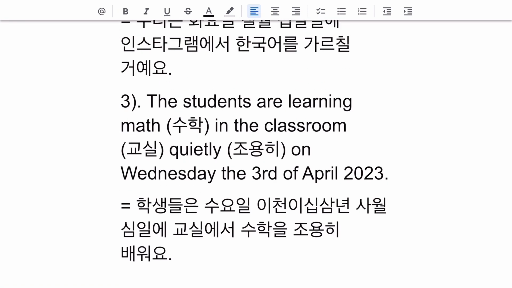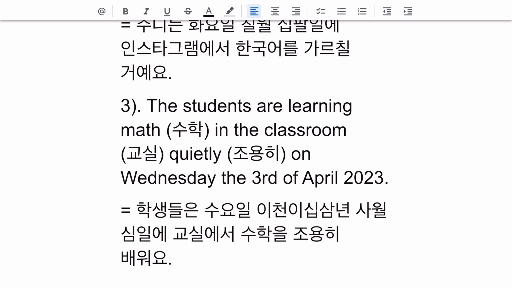And then 수요일 2023년 4월 3일에, that's perfect. Put the 에 at the very end of everything. And then 교실에서, because they're learning in the classroom, we want to use 에서. 수학, what are they learning? They're learning math, 수학. So that's our object. How are they learning math? They're learning it 조용히, quietly. And then this is a present tense sentence. So 배워요. Great. I think that's the end of the dates lesson.